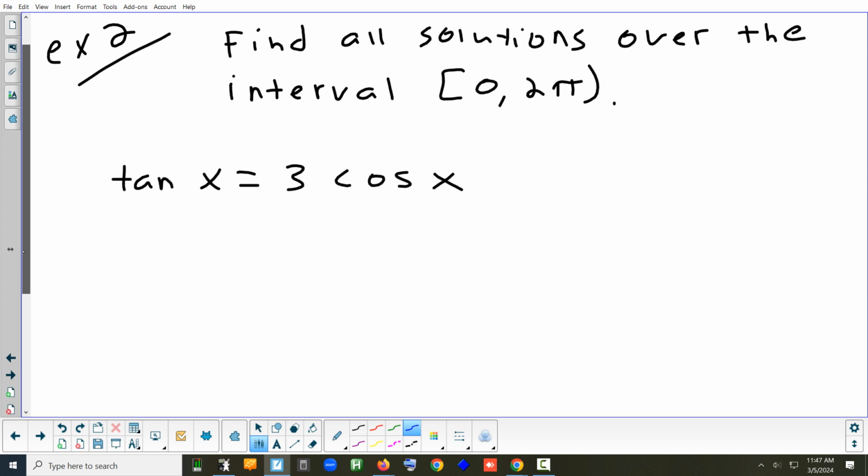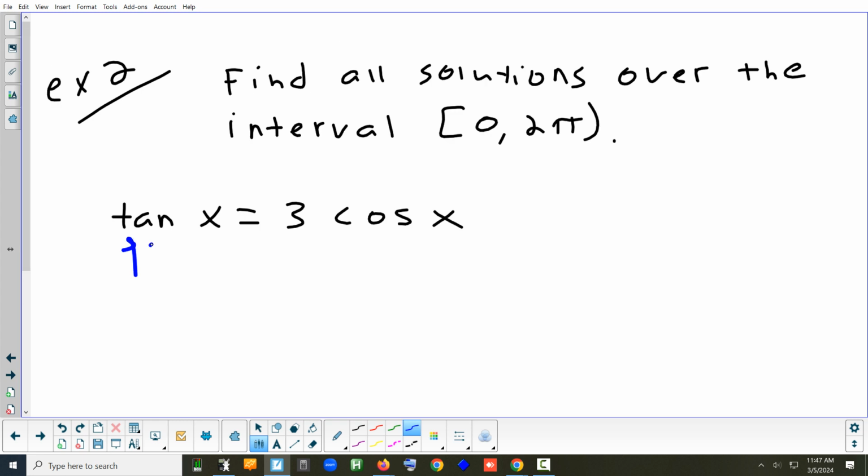We had a formula for tangent. Does anybody remember? Yes. Right. Tangent is sine over cosine. That's not a Pythagorean identity. It's in the same section, but it was one of the easier ones. Tangent is sine over cosine.